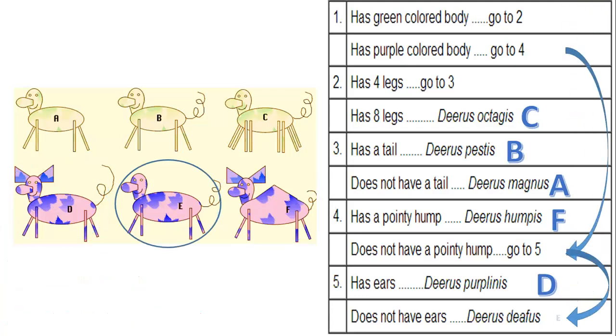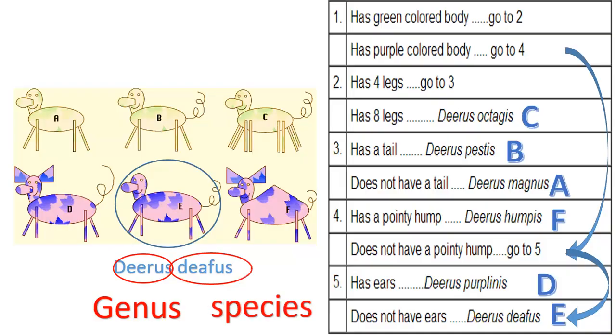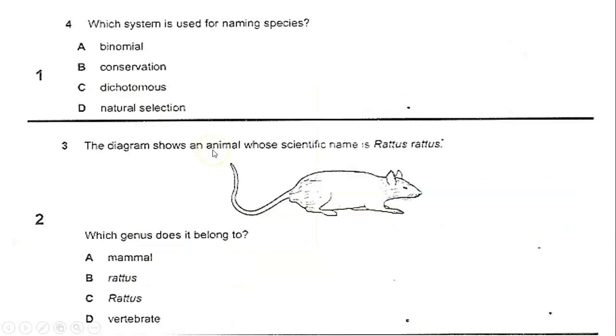Do we have another way to answer the dichotomous key question? Yes, of course. But first, let's have a look at paper 1 questions. Which system is used for naming species? Which system is it? The binomial system.